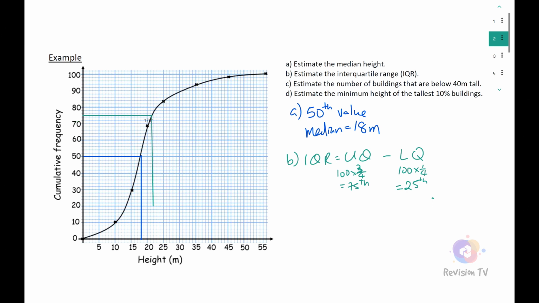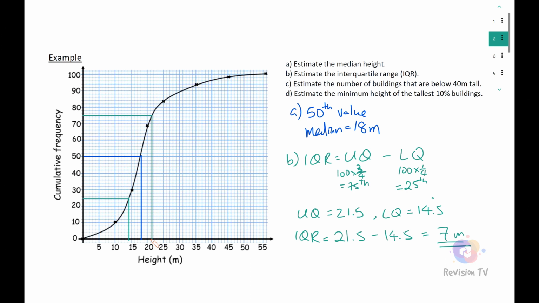Turn around. Oops, what's going on? Right, so that's 21. I would say 21.5 possibly. So that's upper quartile is 21.5. And for lower quartile, the 25th term, so 25 is here. And then go down. Oops. I got 14.5. So lower quartile is 14.5. Therefore, the IQR, interquartile range, is 21.5 minus 14.5, which is 7 meters.